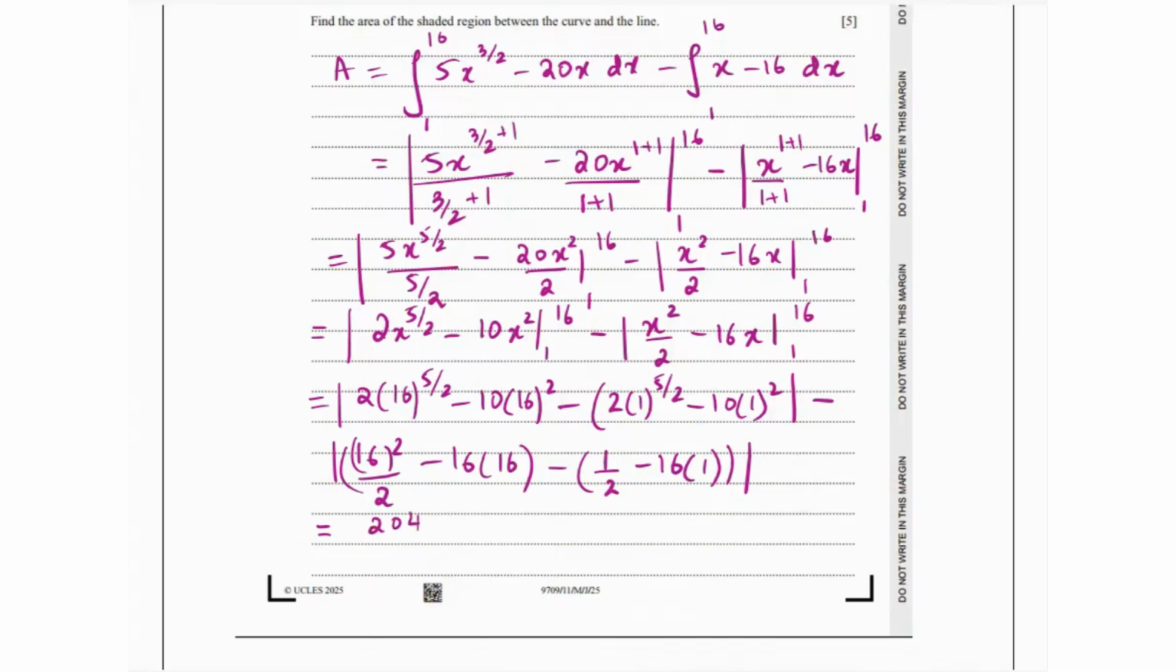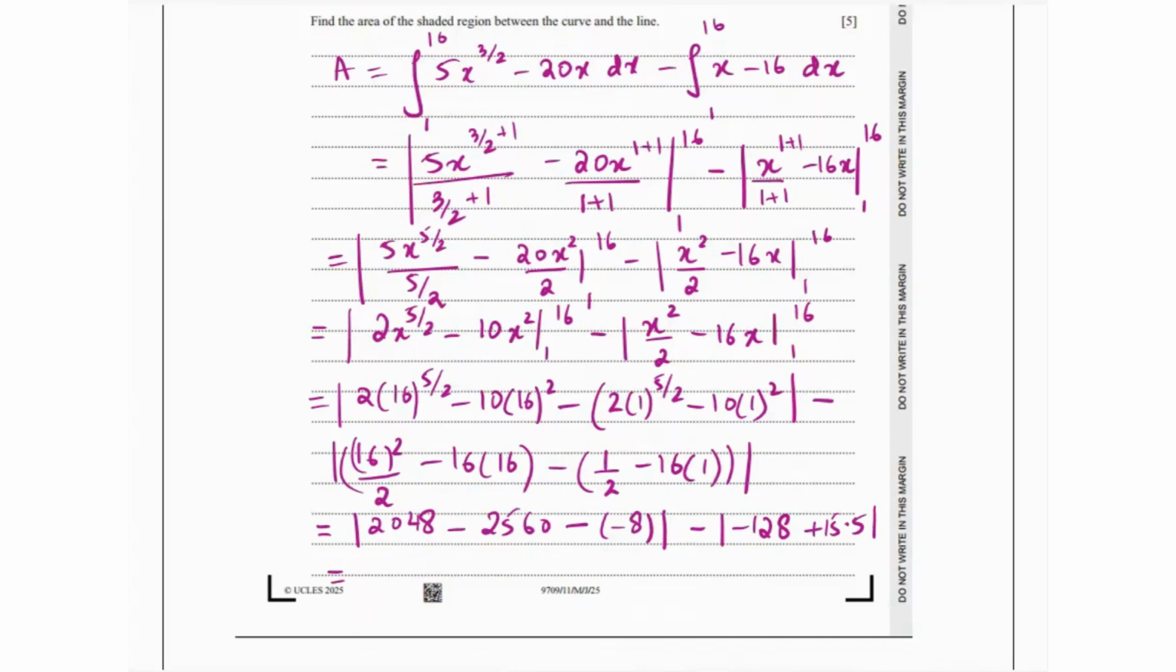That's 2048, minus 16 squared is 256, times 10 is 2560. Minus then 2 minus 10, which is negative 8. And then for the other one, 16 squared divided by 2 is 128, minus again 16 squared, that's negative 128. And then 0.5 minus 16, negative 15.5, so that's plus 15.5.